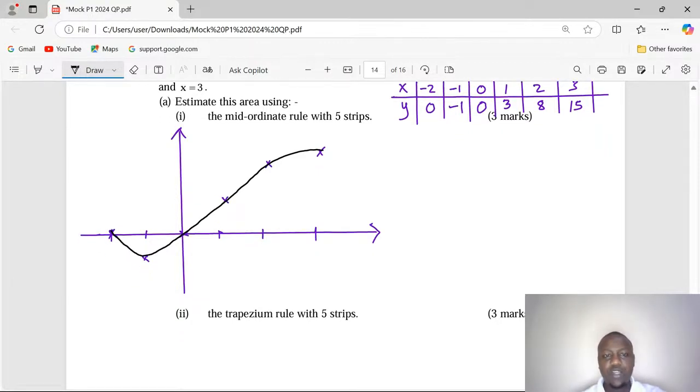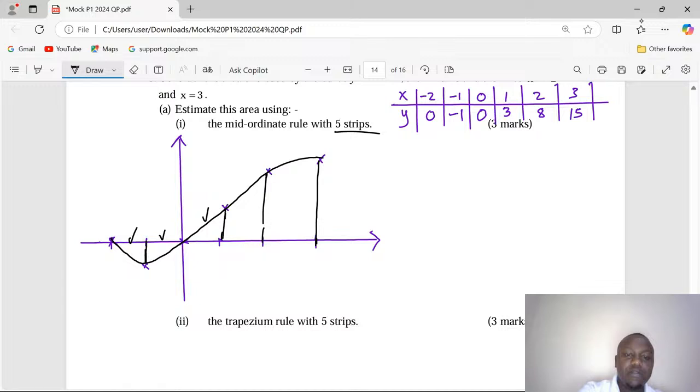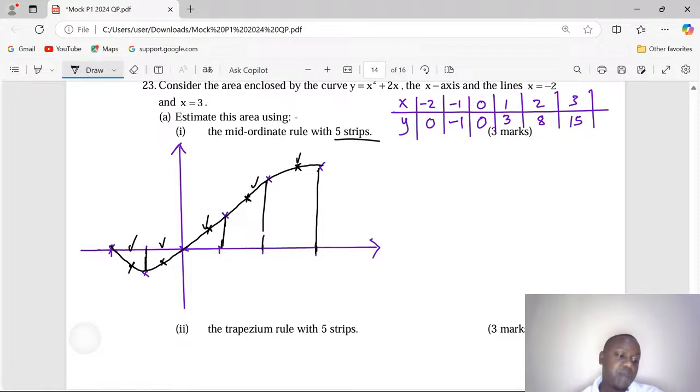So when the examiner is talking about mid-ordinate with 5 strips, the strips are already here. This is 1, 2, 3, 4, 5 strips. Now we need the mid values of this. The mid heights for these particular 5 strips, because of the word mid-ordinate. So the middle values of each bar.